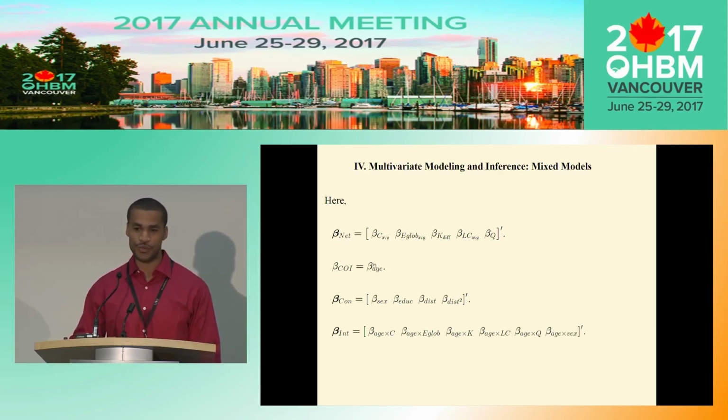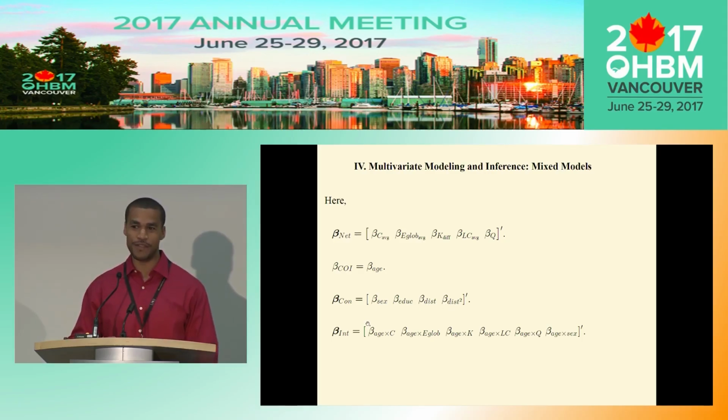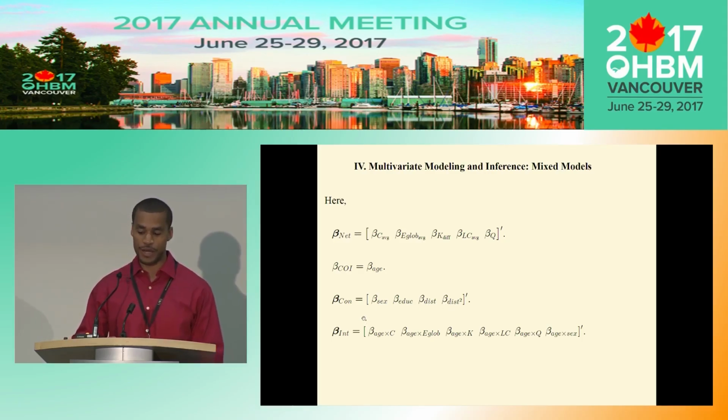Our covariate of interest was age group in this case, and we controlled for sex, education, and spatial distance squared, since there was a nonlinear relationship between distance and connections. And then we looked at the interaction of that covariate of interest with the network metrics.